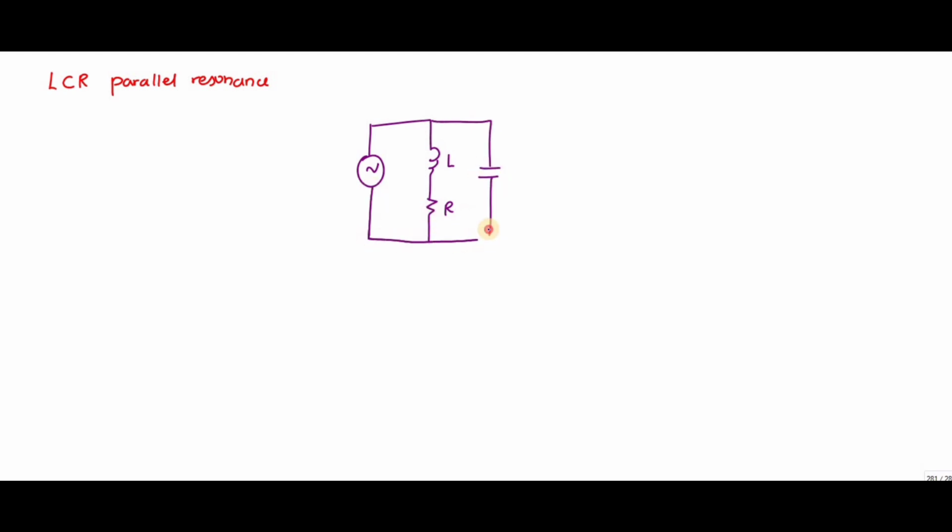In this video, we are going to discuss LCR parallel resonance. So here the circuit looks like this. You have an inductor followed by a resistor, which is in parallel with a capacitor. This is the current and this is the AC voltage.